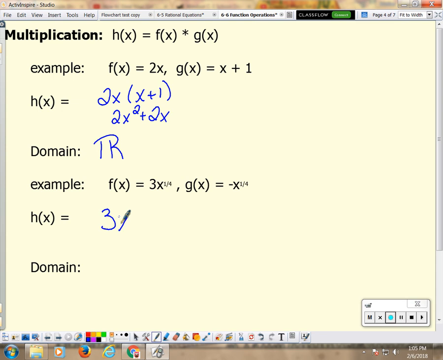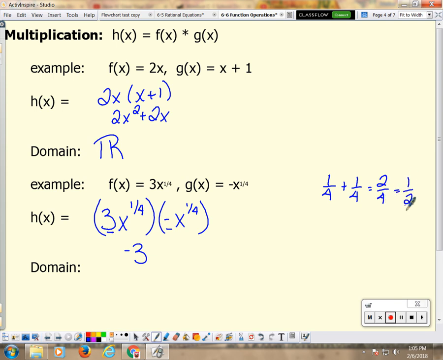Now I have 3x to the 1/4 times negative x to the 1/4. Well, we know that 3 times negative 1 is negative 3. And x to the 1/4 times x to the 1/4 means I'm adding my exponents, so that's 1/4 plus 1/4, which is 2/4, which is 1/2. So this becomes x to the 1/2.